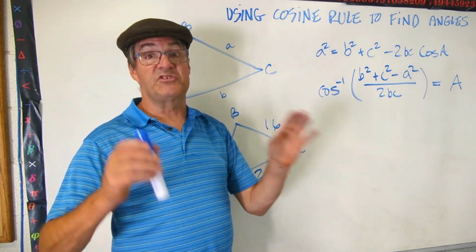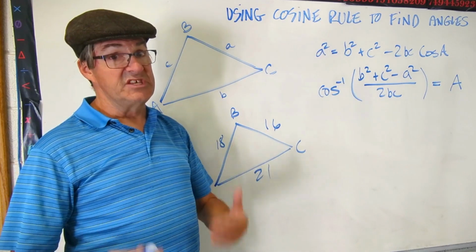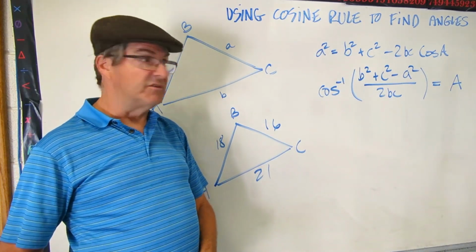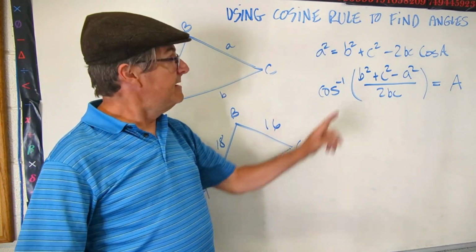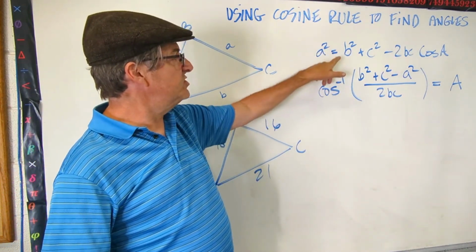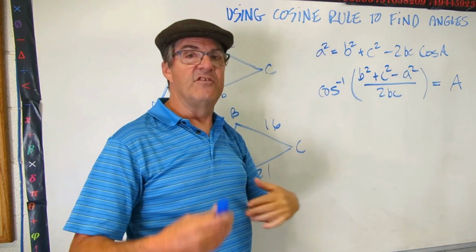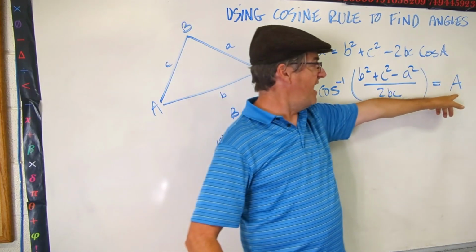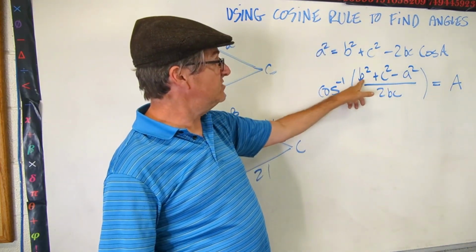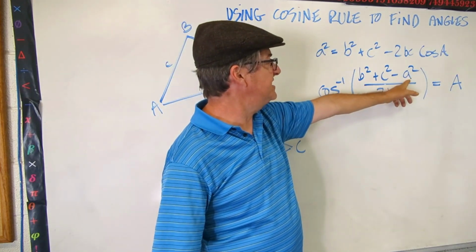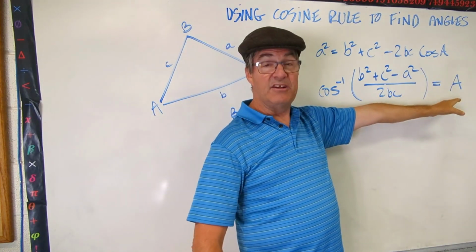Now, just like with SOHCAHTOA trigonometry and like the sine rule, we can use this rule also to find angles. And so that rule is written this way. I'm not going to drag you through all the algebra steps, but basically we took this rule and solved it for cosine A, and then we took the inverse of that to get angle A. So here we go. It's cosine inverse of b squared plus c squared minus a squared over 2 times bc. And that's going to give us angle A.